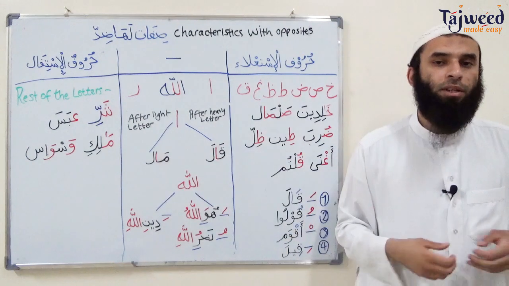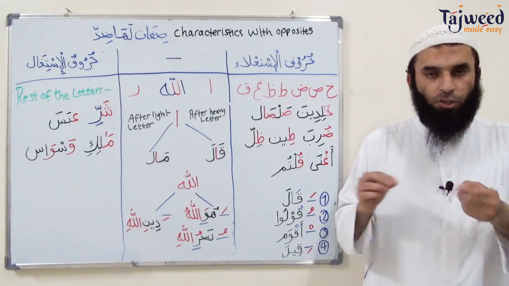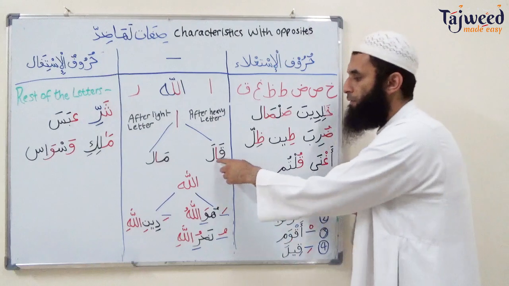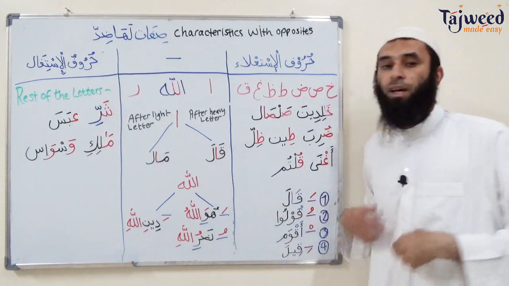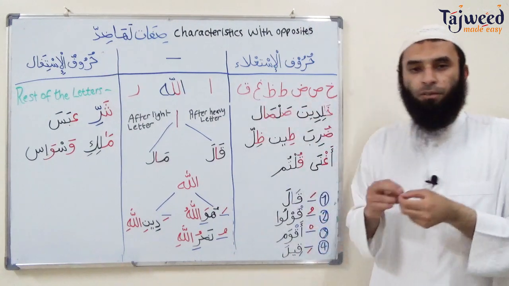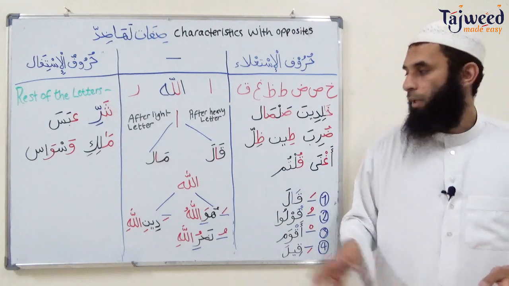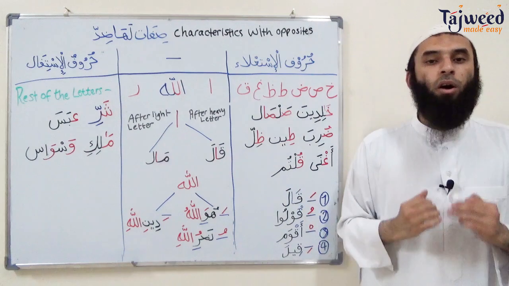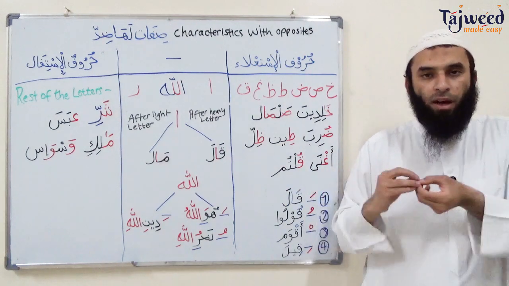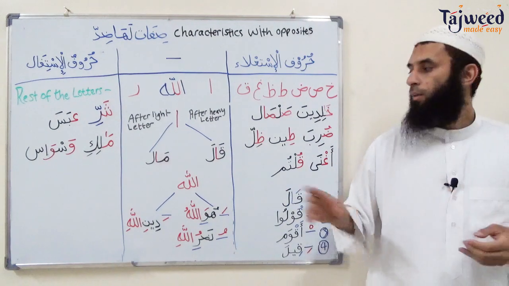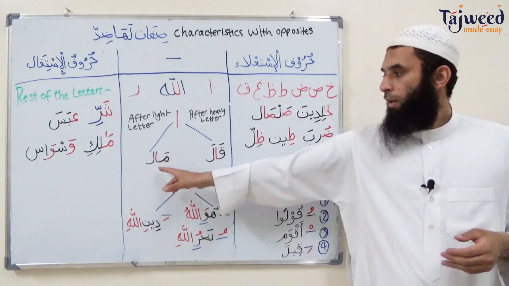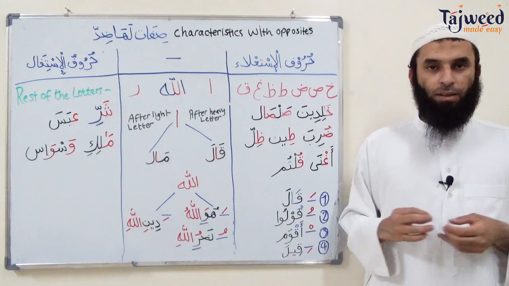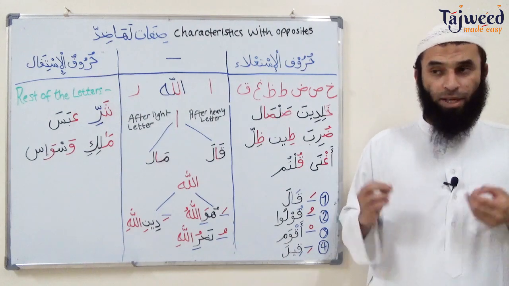How do we know when to pronounce the alif of stretching in a heavy way, or in a light way? If the alif comes after one of these 7 letters, then the alif of stretching will be pronounced in a heavy way. So for example, there's a qaf here. Qaf is one of the heavy letters. So it will be qala, with the stretching. The qa in qala will be pronounced in a heavy manner. If alif comes after the light letters, it will be pronounced in a light manner. Mal, not mal, but mal.